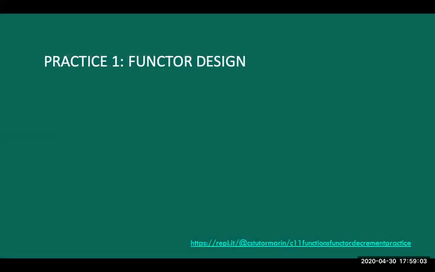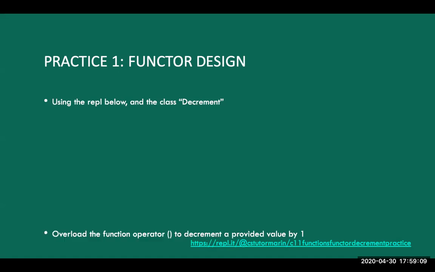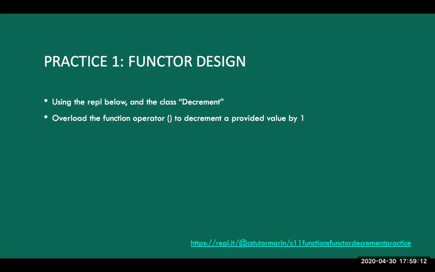So let's try this. We'll do a real simple example of this. We're going to have you modify a decrement class, and then write the overload for that operator, and decrement the value that's passed in by 1. Now, you just need to think about calling the instance in main like a function. It seems really strange to call the instance of a class like a function, but once you do, this is the operator of your class that's going to get called, right?